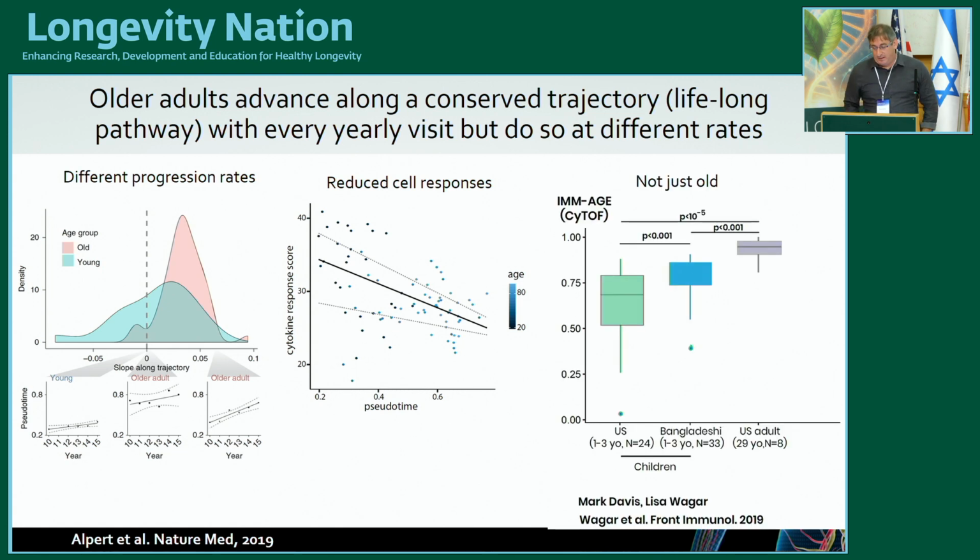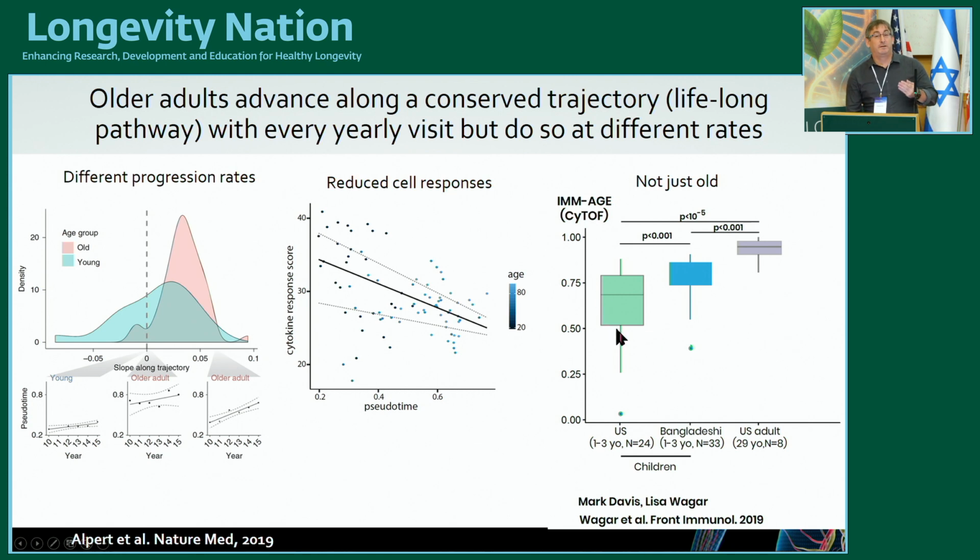And so we did an analysis of a data set that was published from Mark Davis's lab, looking at Bangladeshi kids versus children in Palo Alto. You can see the three-year-old children in Palo Alto, older adults in Palo Alto, and young individuals who are about 30 years old. And you can see a marked difference between the Bangladeshi kids and children in Palo Alto. In fact, they're coming close to these individuals with respect to their position on the trajectory.